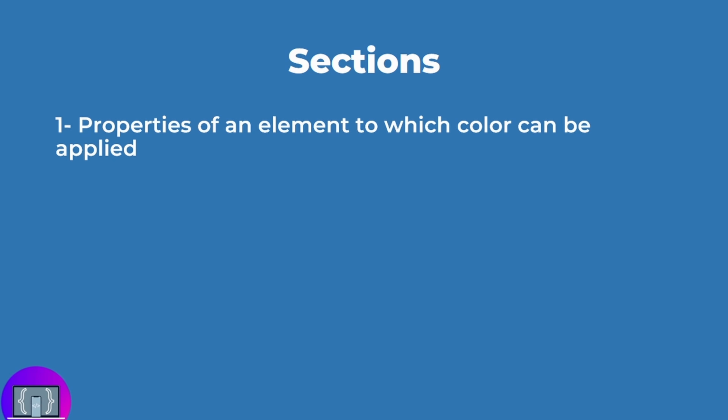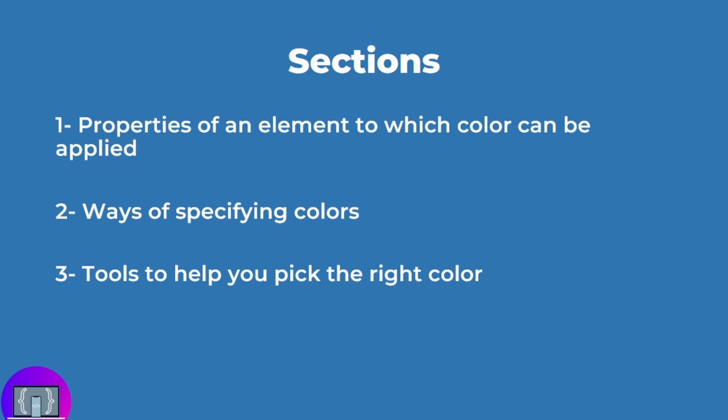This tutorial is going to be separated into 4 quick sections. In section 1, we are going to be looking at the properties of an element color can be applied to. In section 2, we'll look at the ways of specifying colors in CSS. In section 3, we'll look at the different tools that can help you pick the right color. And section 4, which is the last section, very important, we'll look at different tips you can implement when working with colors in CSS to facilitate your life.